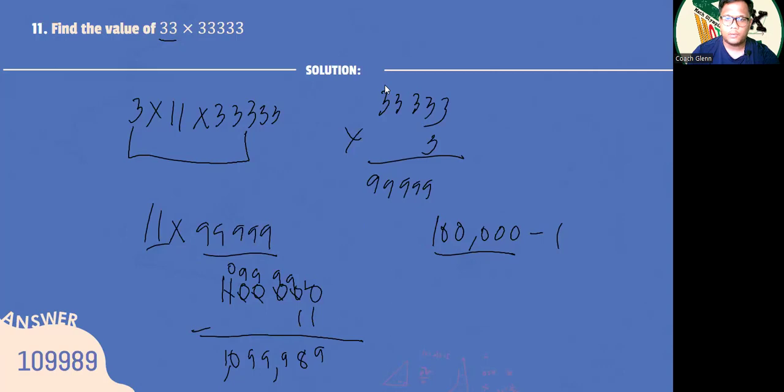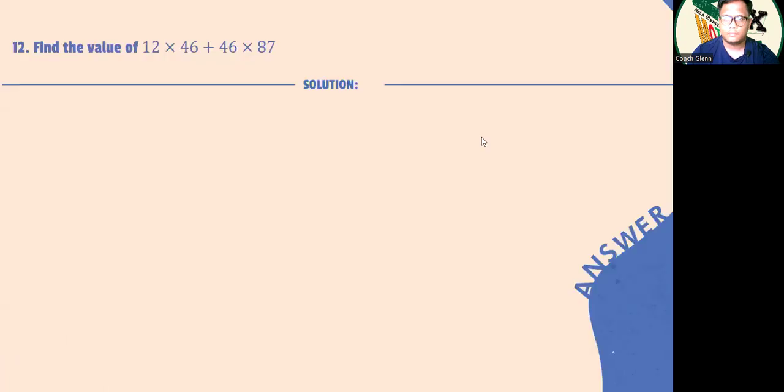Okay, let's go to the next problem. Find the value of 12 times 46 plus 46 times 87. As we can observe here, we have 46 as a common factor, so we can take that out. Here we have 12 and here we have 87. So we just need 46 times 12 plus 87.